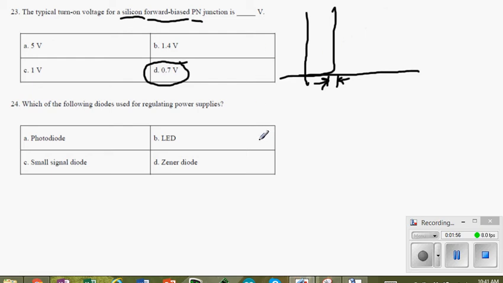Okay, going to question number 24. Which of the following diodes are used for regulating power supplies? In the chapter for diodes, we studied many different types of diodes. The problem from question number 23 deals with a small signal diode or a rectifier diode. There are other types of diodes that are used for different jobs. And we're talking about the diode that's used for regulating power supplies.